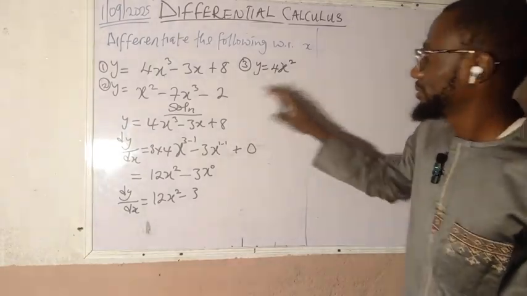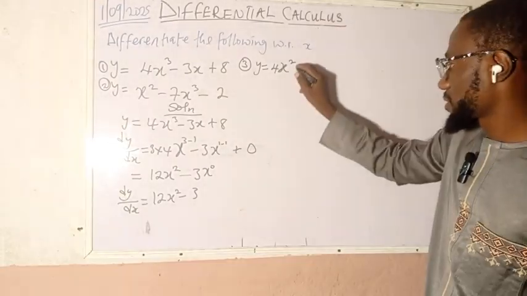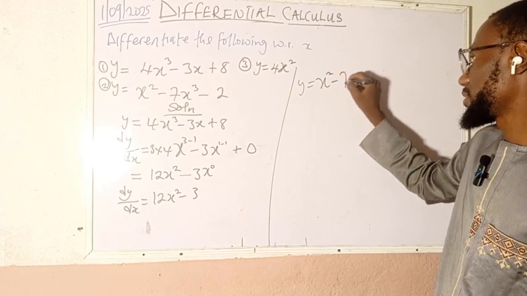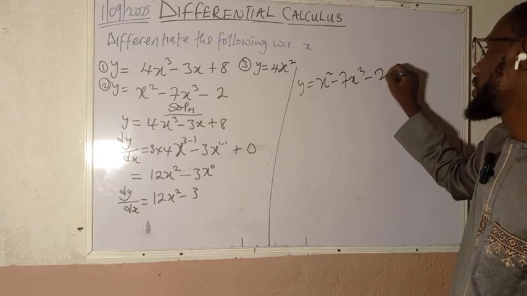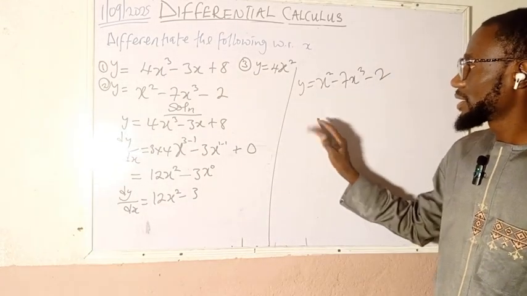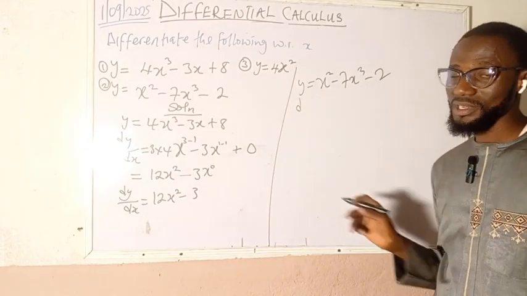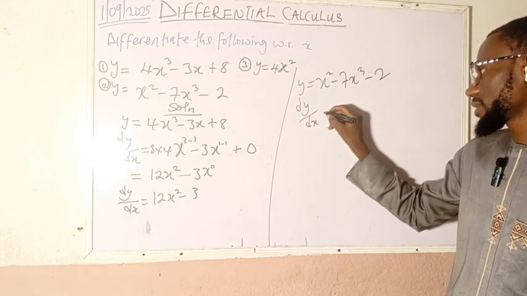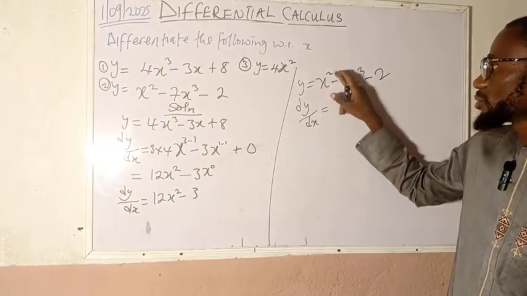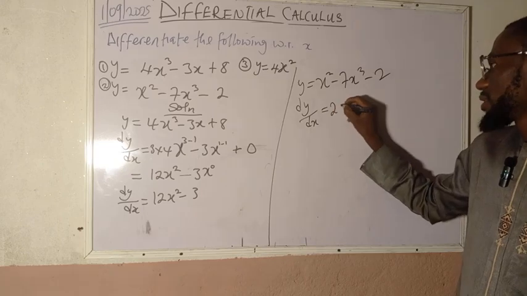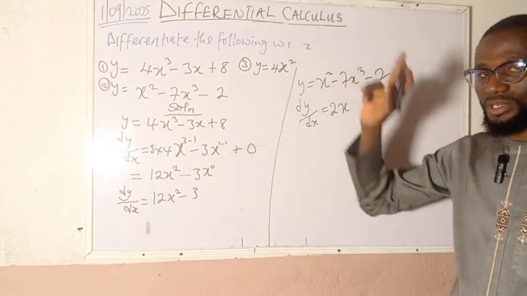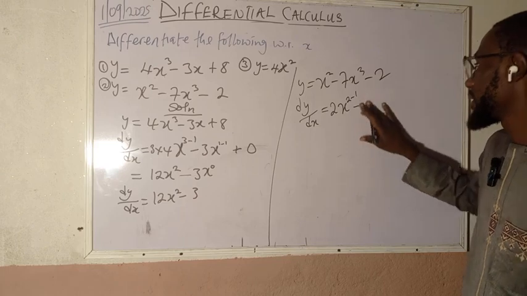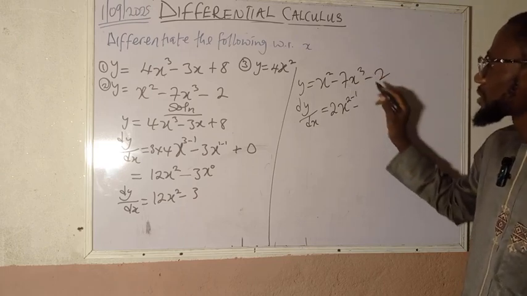Let's solve the next question. The next question says y is equal to x squared minus 7x cubed minus 2. Then we differentiate with respect to x. Therefore dy over dx is equal to this 2 multiplied by x, we have 2x, and we subtract 1 from the power, so 2 minus 1. Minus this 3 multiplied by this 7.